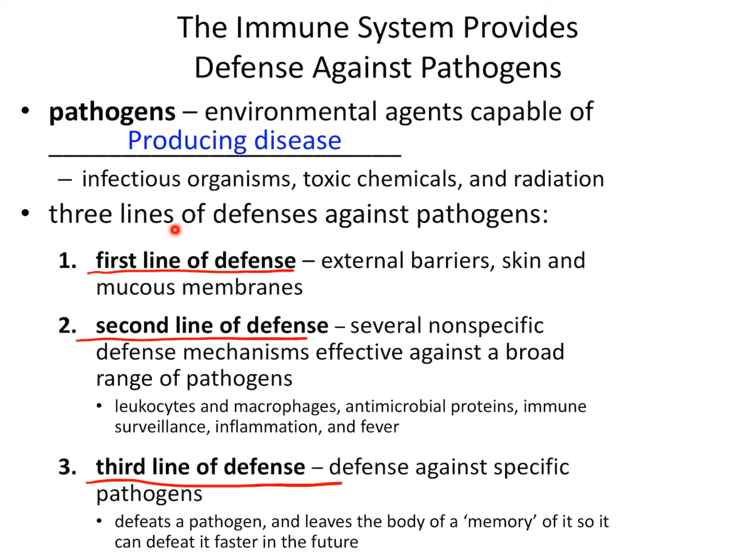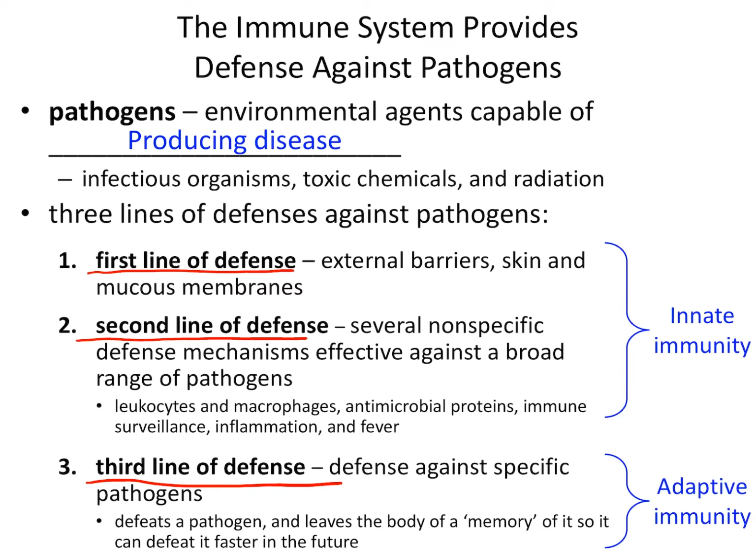Now, collectively, our first and second lines of defense are going to be considered our innate immunity, while this third line of defense, this highly specialized way of defending ourselves, is going to be considered our adaptive immunity. Now, innate immunity is essentially going to consist of these defenses that we are born with. So it doesn't take time to develop, as opposed to our adaptive immunity, which is going to require time to develop in response to an exposure to a specific pathogen.